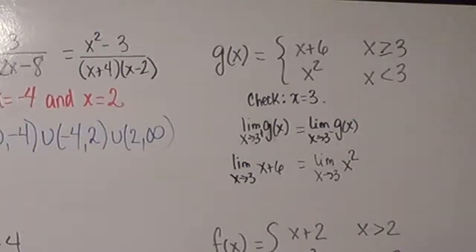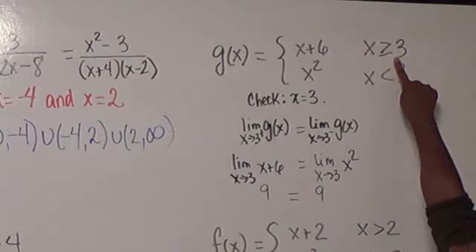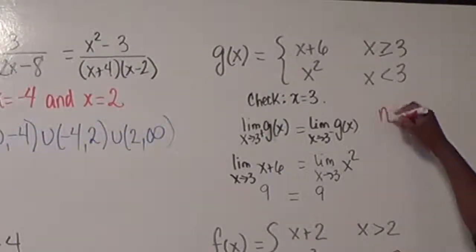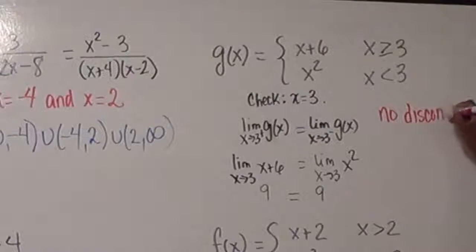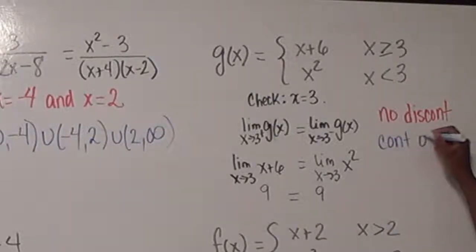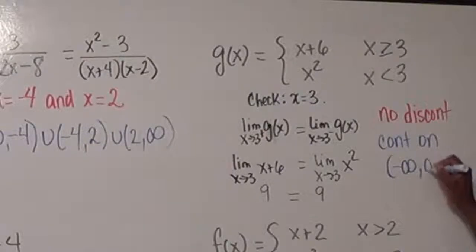And here we can see, again, we have polynomial functions. So the limit as x goes to 3 on the left side will be a 9. On the right side of this equation is also 9. So our limit does exist. Okay? And we can see that the limit will equal the function value, because when x is 3, g of x is going to be 9. So here we can say there are no discontinuities. And for our interval of continuity, it's going to be continuous on negative infinity to infinity.